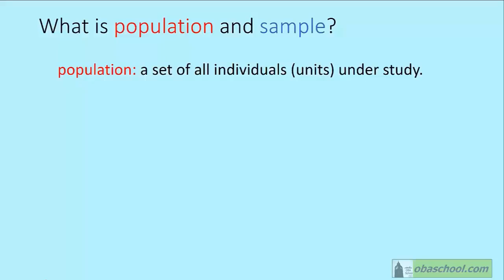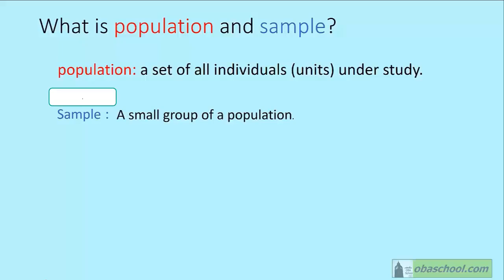What is population and sample? Population is a set of all individuals that are called units under a study, and a sample is a small group of a population. So basically, you perform your statistical studies on a sample of a population.